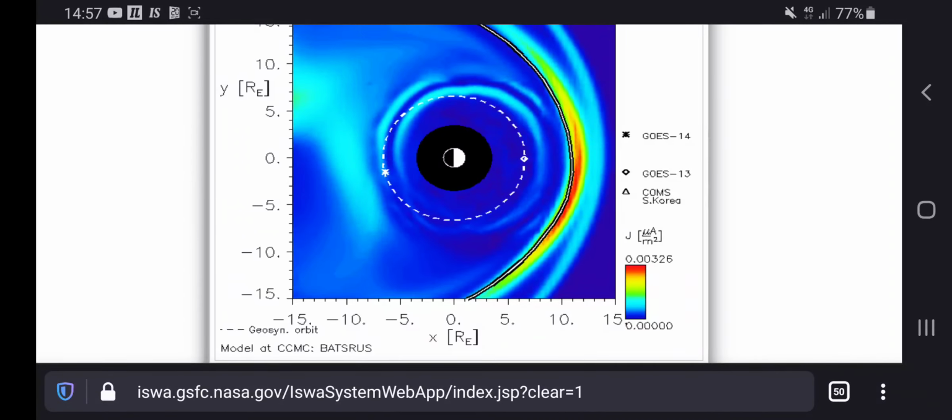Spring equinox this year, exciting moment. Be aware of that.